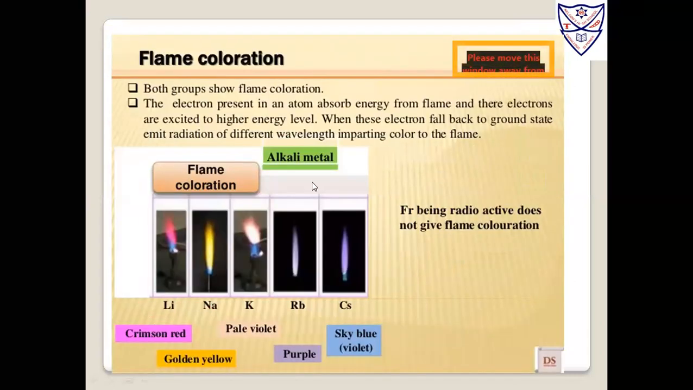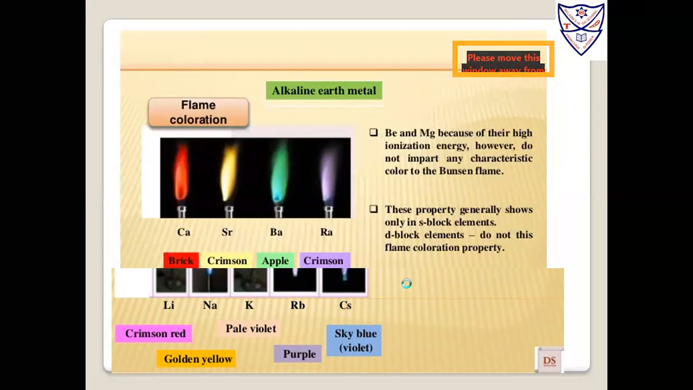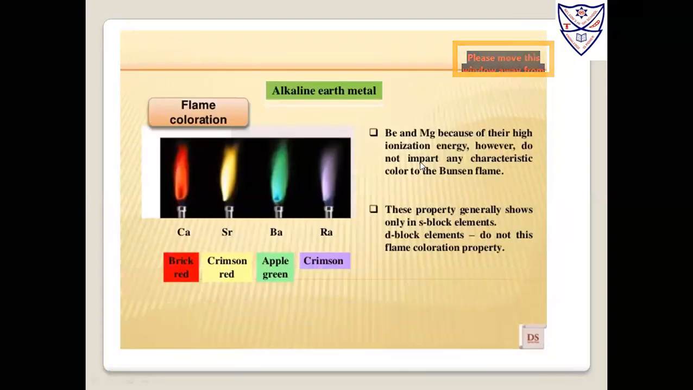Now about the flame coloration, we have studied right now: lithium crimson red, sodium golden yellow, potassium lilac or pale violet, rubidium purple and cesium blue. Flame coloration, we have done that also. Beryllium and magnesium, because of their high ionization energy, do not impart any characteristic color to the Bunsen burner. So this property generally shows only in the s-block elements, not the d-block elements. In calcium it is brick red, strontium is crimson red, barium is apple green, and radium is crimson.